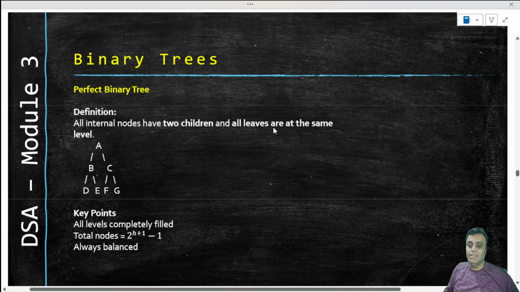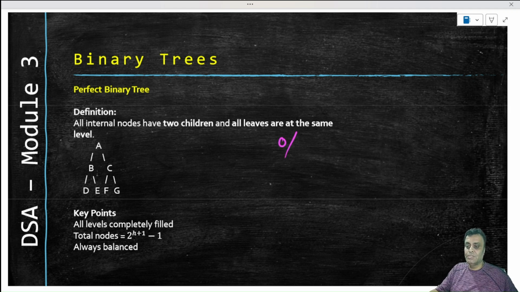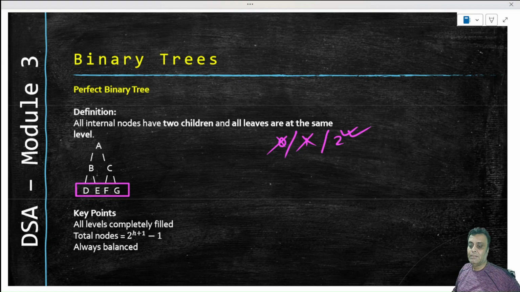A perfect binary tree is one where all internal nodes always have 2 children. No 0 concept, no 1 concept, only 2 concept, right? So all the parents have 2 children, and all the leaves are at the same level. If you see the leaves here, they are all at the same level, right?